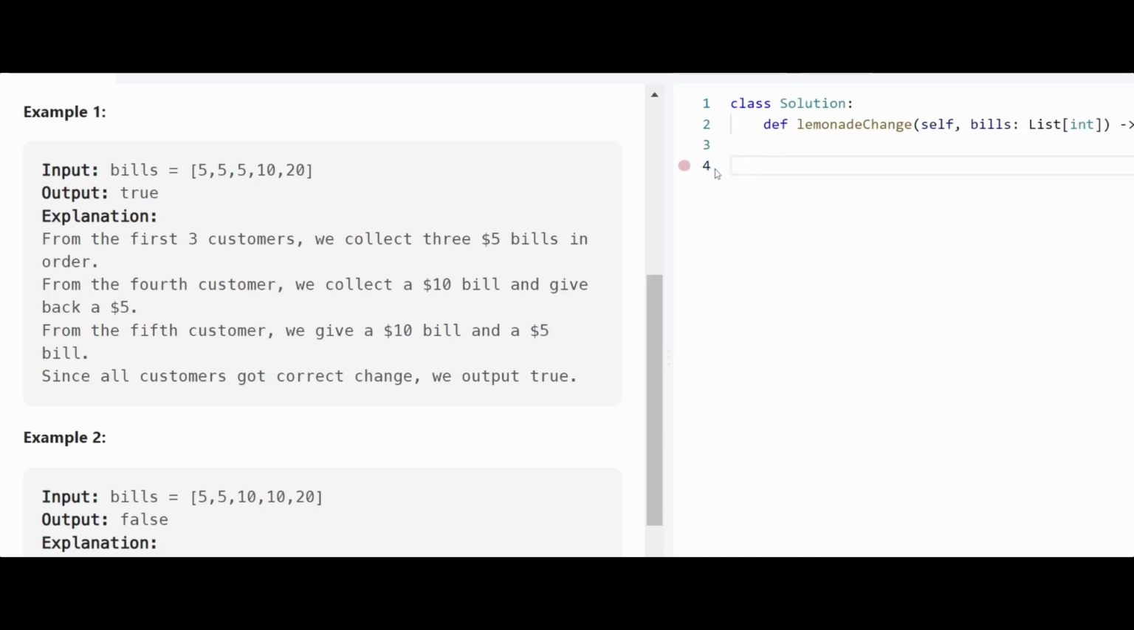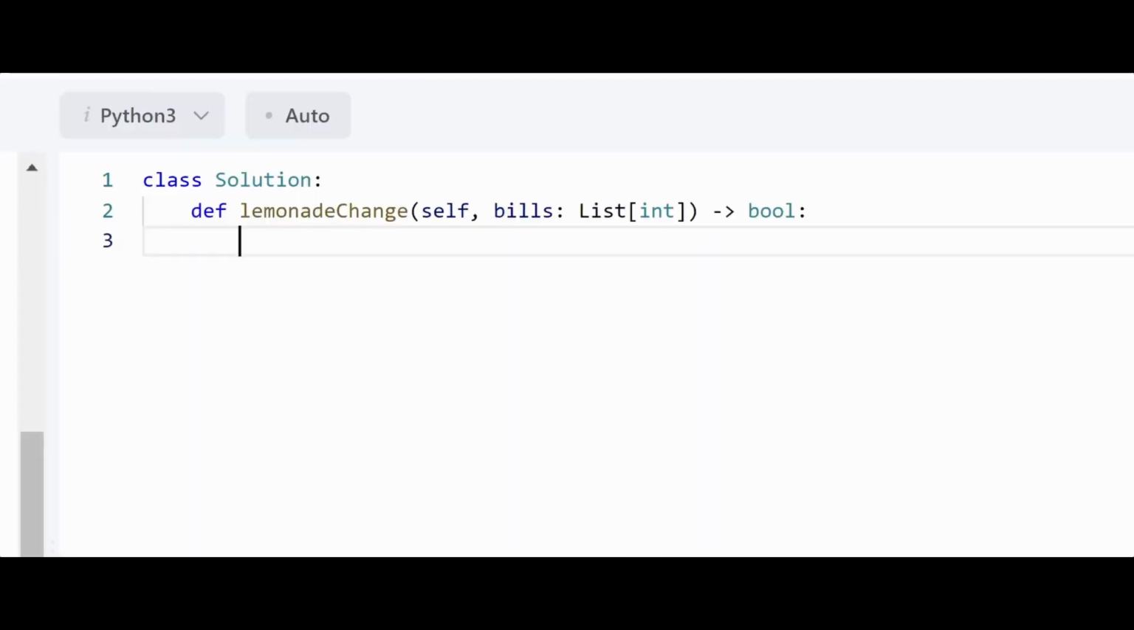So let's just code this out, guys. It's a pretty straightforward question. We'll initialize two variables, fives and tens, which are going to store the number of $5 bills and $10 bills we have, both equal to zero.